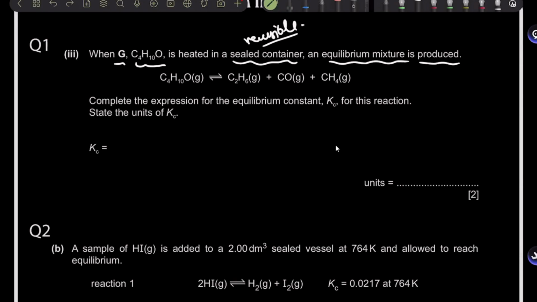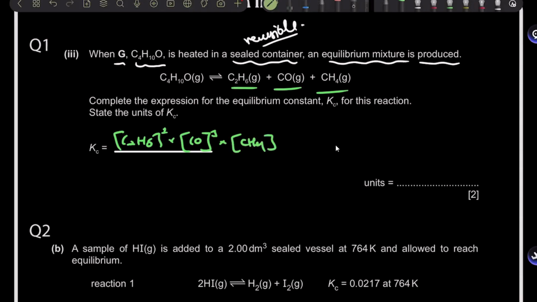Now, in order to write the Kc unit, we know that we write the concentrations of the species on the right hand side in the Kc expression, and the concentrations of the species on the left hand side. We do not mention substances which are solid in nature in the Kc expression. In this equation there's no solid, so we're easy to go. On the right hand side, that's C2H6 to the power 1, carbon monoxide to the power 1, and CH4 gas to the power 1 also.